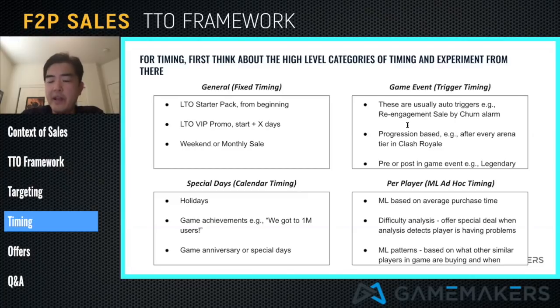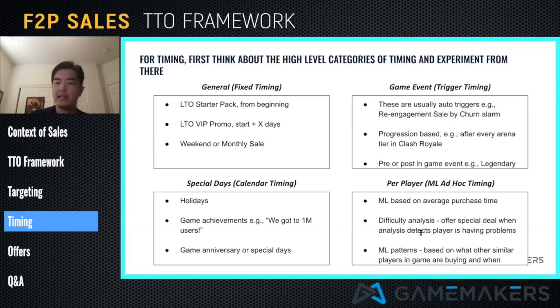A very famous example of this is Clash Royale. You get to the next arena tier, and then you're immediately offered a sale to help you become more competitive in that tier. There are also pre- or post-event offers and sales based upon game events. Legendary has these complicated events, but any game with a big event can have an offer before the event to help players try to win in that event.